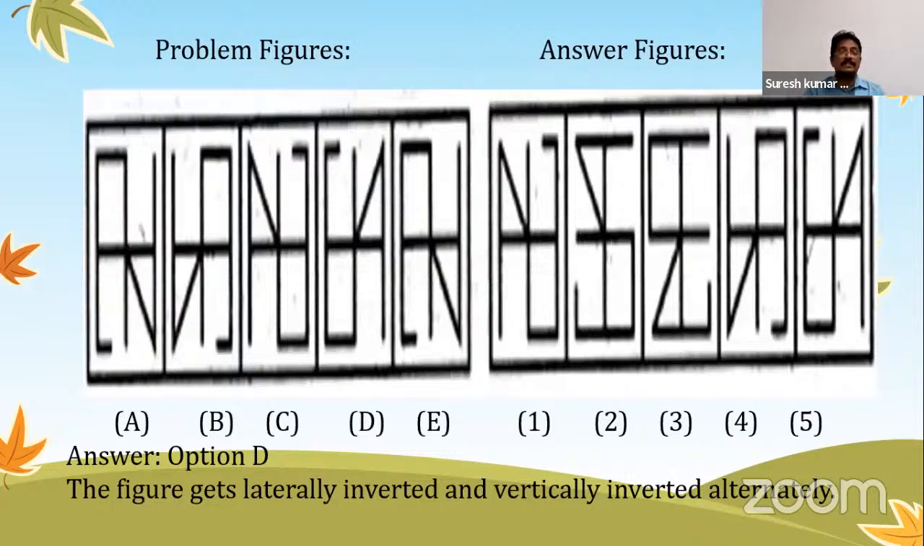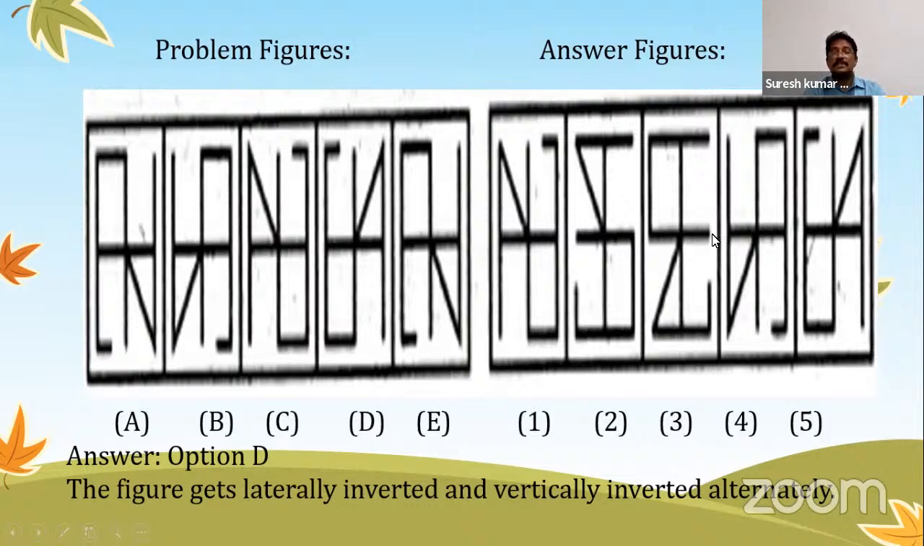So when you see this figure, it is very clear. The figure gets laterally inverted, vertically inverted alternately. This is the symbol, correct? Here it's laterally inverted. It moves like this, and this one is vertically inverted. So observe it. This one moves in the same direction, and then vertically inverted, then laterally inverted, then vertically inverted, then laterally inverted.